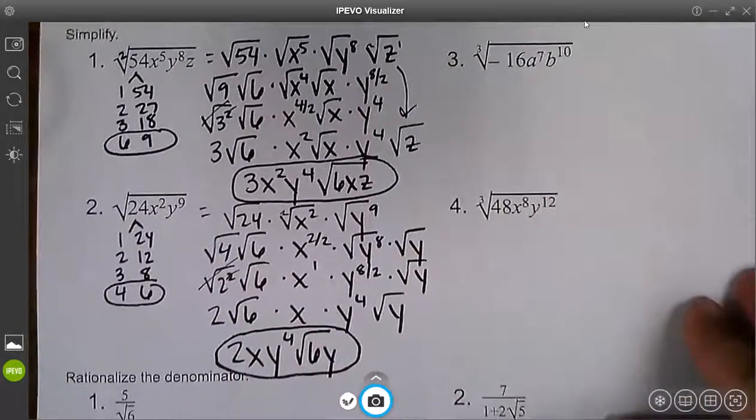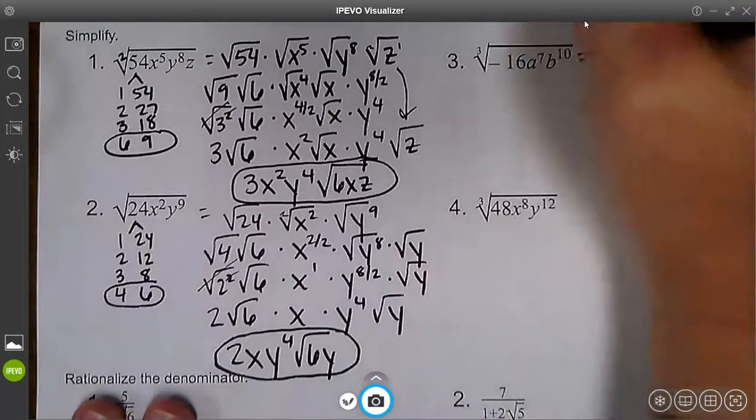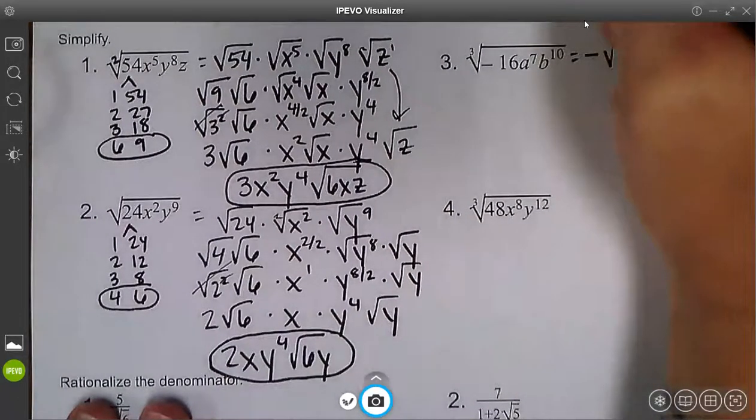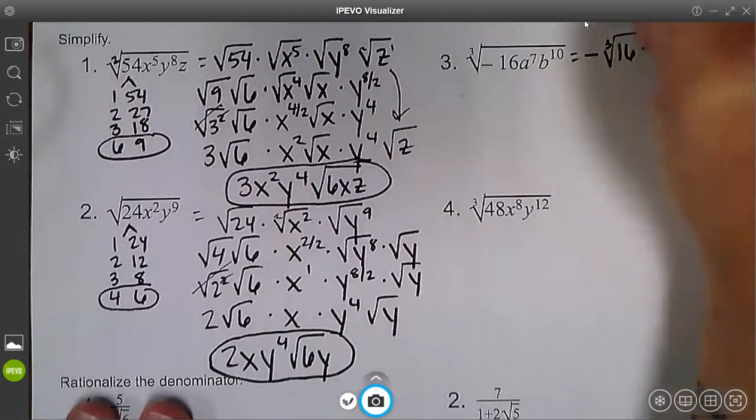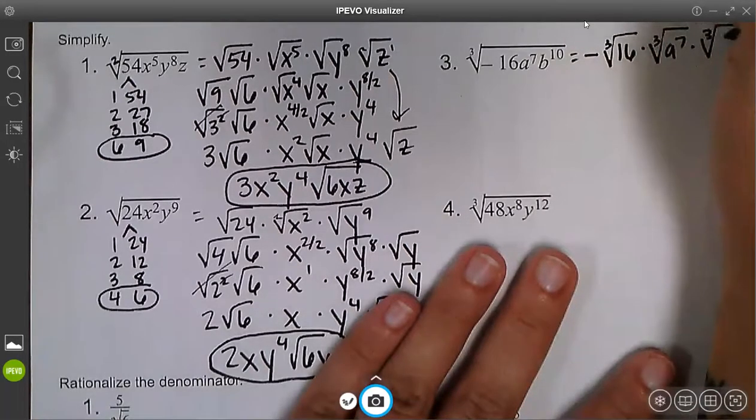With our cube roots, it's a little different. So we're going to do our numbers the same way we just did them. The negative can just be brought out front with a cube root. So now we have the cube root of 16 times the cube root of a to the 7th times the cube root of b to the 10th.